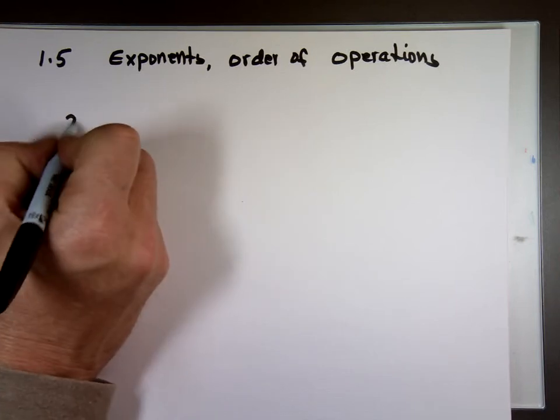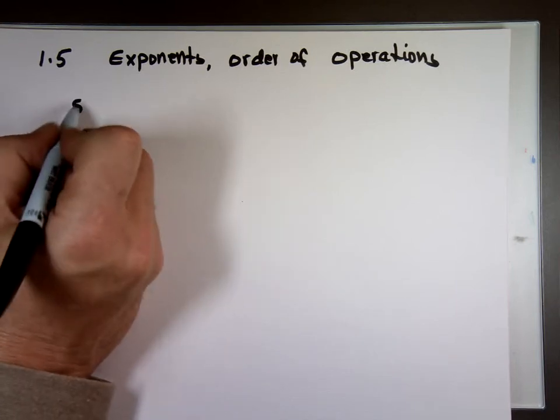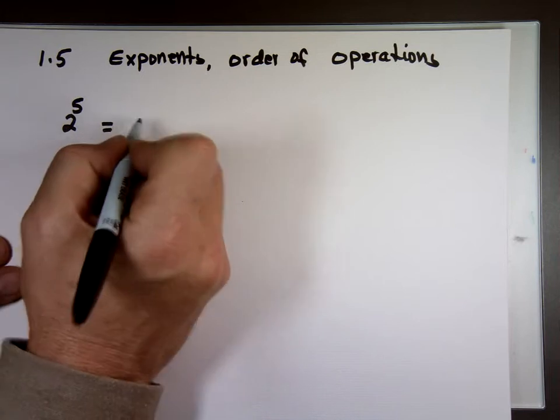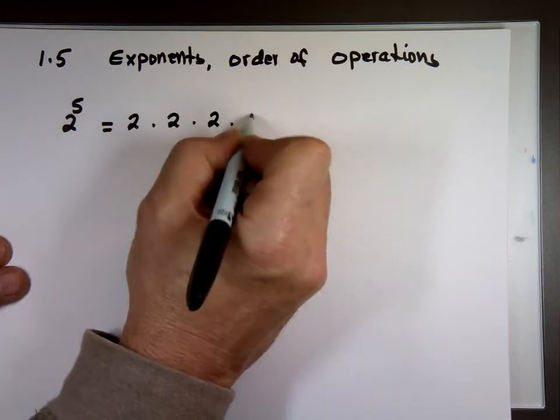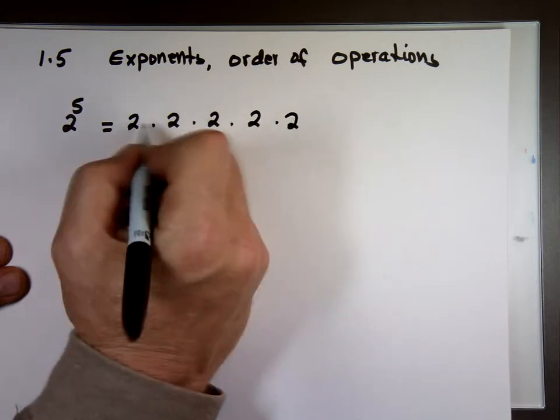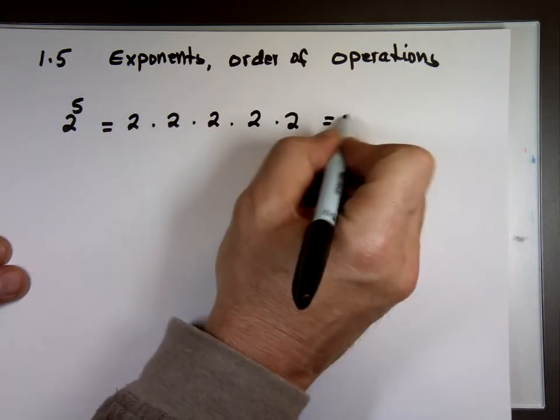When you see 2 to the power of 5, what does that mean? How many times? 5 times. 2 times 2, 5 times. 1, 2, 3, 4, 5. That's 32.